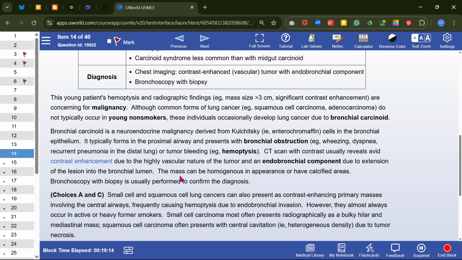This patient presents with hemoptysis. Radiographic findings show a mass more than 3 centimeter with significant contrast enhancement concerning for malignancy, although common forms of lung cancer, squamous cell carcinoma and adenocarcinoma, do not typically occur in a young smoker.